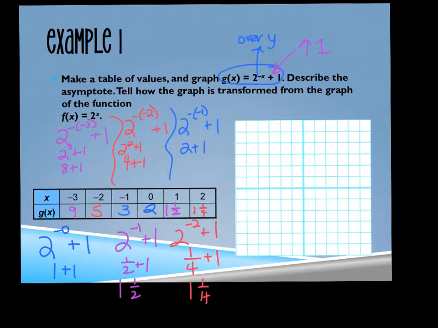And then I want to plot my points. So negative 3, 9. 1, 2, 3, 4, 5, 6, 7, 8, 9. It's going to be all the way up here. Negative 2, 5. 1, 2, 3, 4, 5. Negative 1, 3. 0, 2. 1 and 1/2. 1 and 1/4.